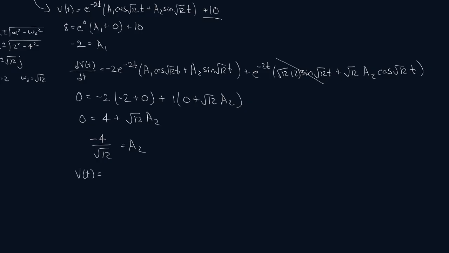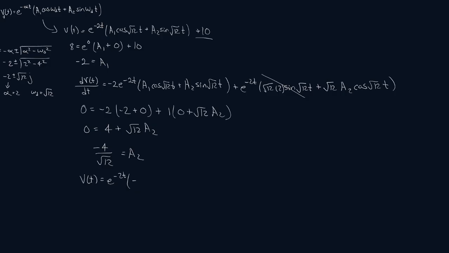So now we can solve for Vt. So Vt is equal to e to the power of minus 2t times minus 2 cos square root of 12t minus 4 over square root of 12 sine square root of 12t, and then plus 10 at the end.